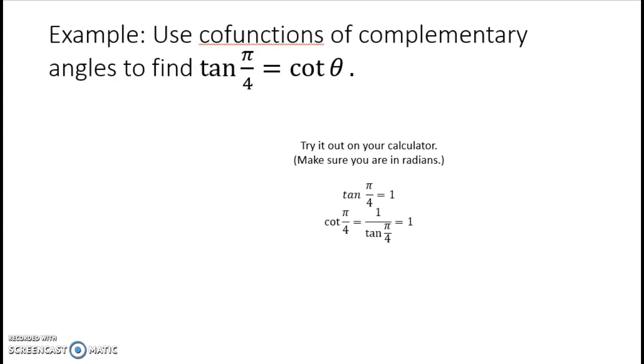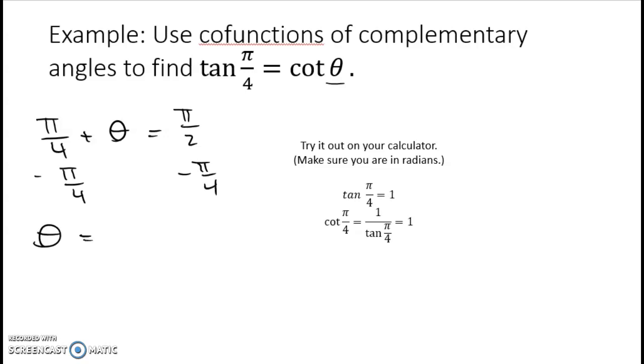Now if we look at this one right here, we're trying to find theta again. So if we take pi over 4 plus theta, we know that's got to be equal to 90, but since we're working with radians, pi over 2. Now I'm going to subtract this pi over 4 from both sides, and we're going to get theta is equal to pi over 2 minus pi over 4.